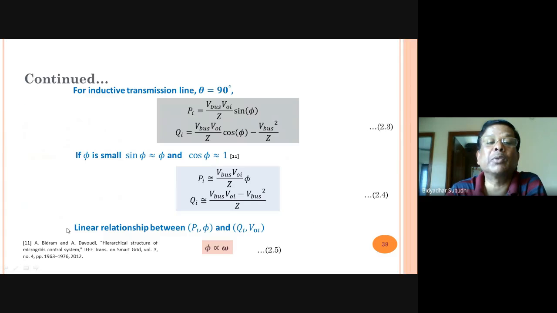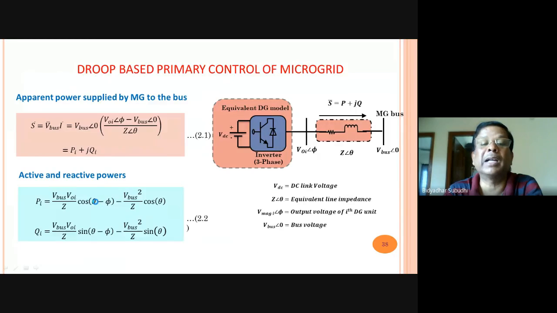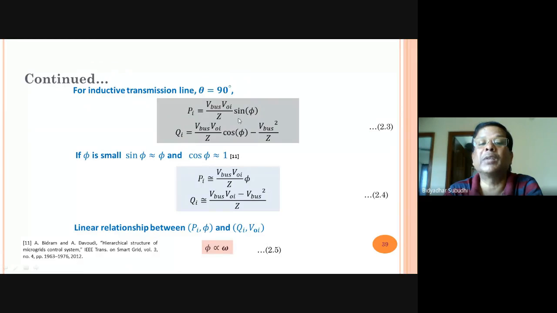What we do next is assume that this transmission line is inductive in nature, so the impedance angle theta is 90 degrees. Therefore we put theta in the previous relationship, so Pi comes to be equal to this relationship, and Qi becomes this one. Now we assume that phi is very small.